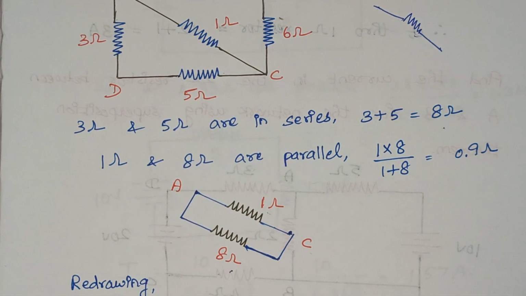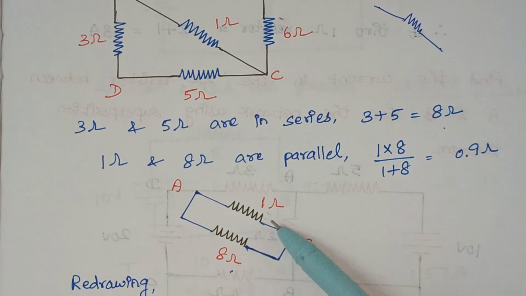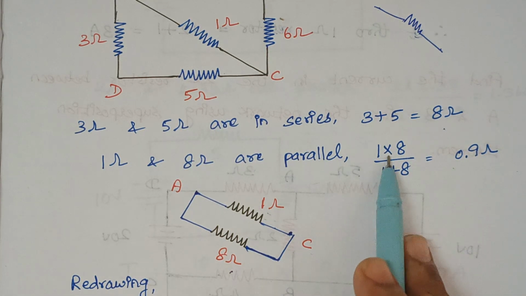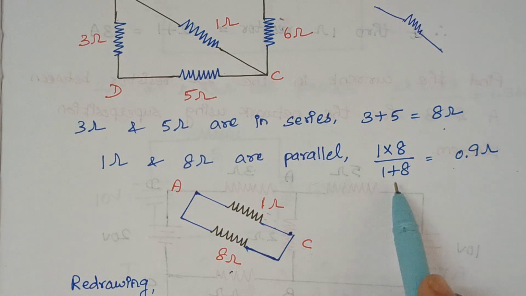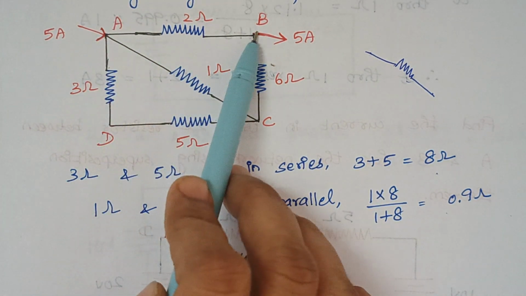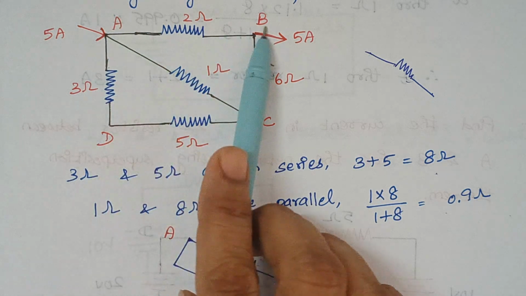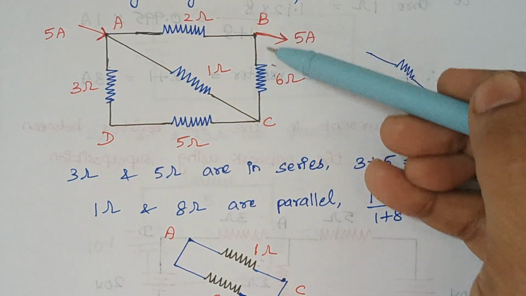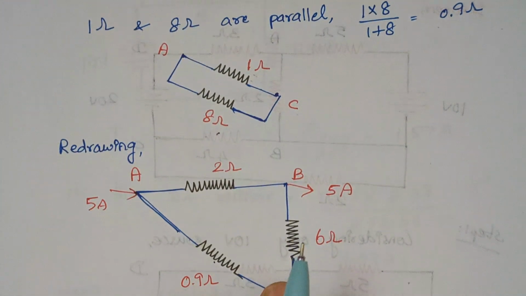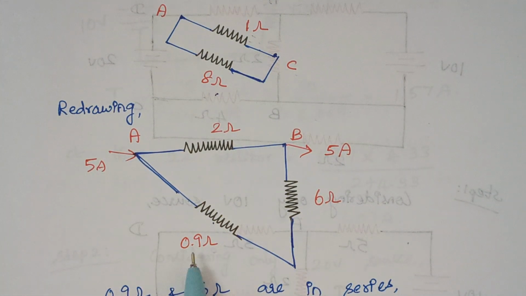Right. And the next thing is we are again going to redraw the circuit. So for this parallel combination, what is the value of effective resistance? It is 0.9 ohms, right? R1 into R2 divided by R1 plus R2. Right. So again, when you redraw the circuit here, you see this is your 2 ohm resistor. This is drawn as such, and this 6 ohm resistor is also drawn as such. And here these three resistors are now transformed into a single resistor whose value is 0.9 ohms.